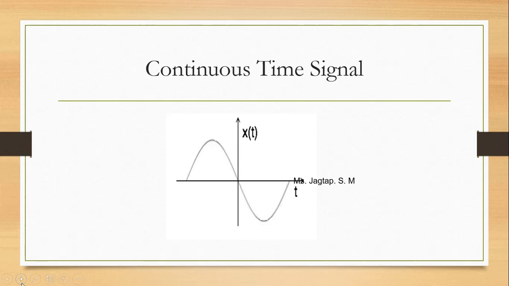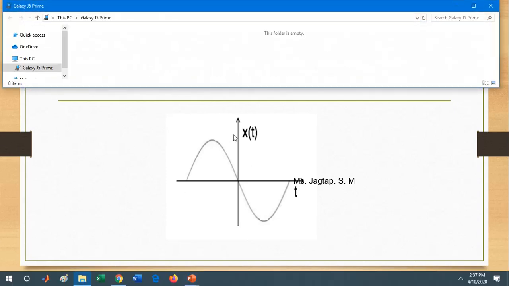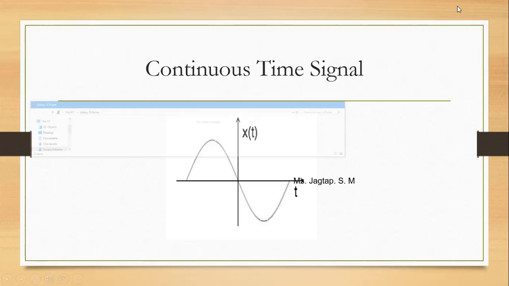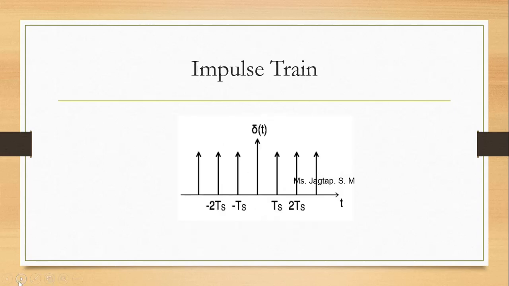The continuous time signal is shown in the figure. This x of t is a continuous time signal as shown in the figure. X of t is a signal with finite energy and infinite duration. This x of t is a strictly band limited signal, which means that it doesn't contain any frequency component above omega hertz. The second most important signal we require is delta t, the sampling function, as shown in the figure.